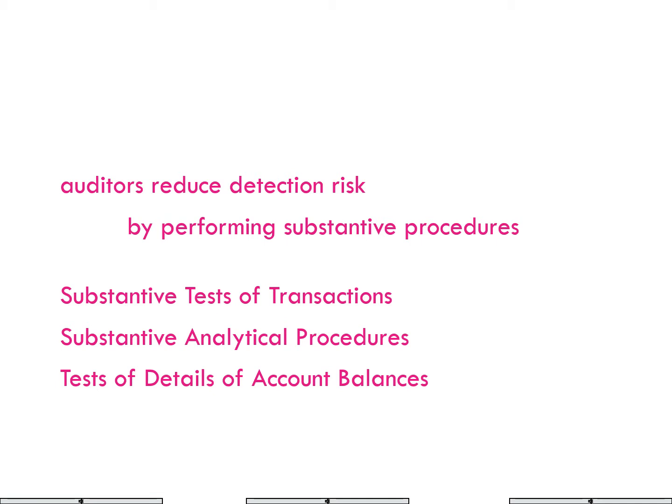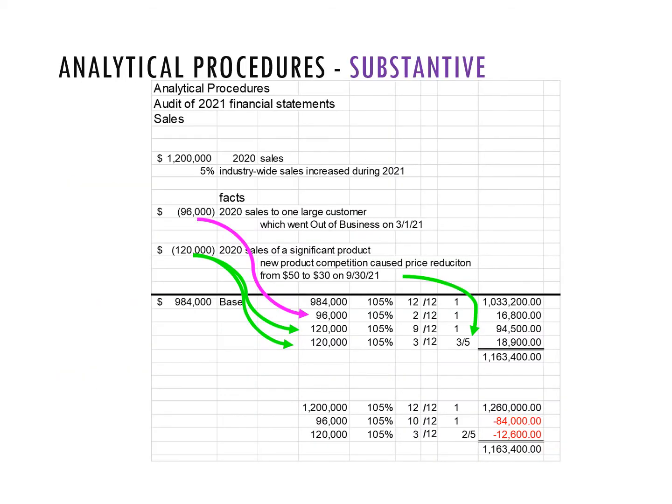The three types of substantive procedures are substantive tests of transactions, which we would most likely have done when we were testing controls. So you did substantive tests of transactions when you completed the Vouch and Trace project. Substantive analytical procedures are a little different than the procedures we do in planning, a little more detail. And tests of details of account balances. Substantive analytical procedures go into a little more detail than the analytical procedures we used in the planning phase.